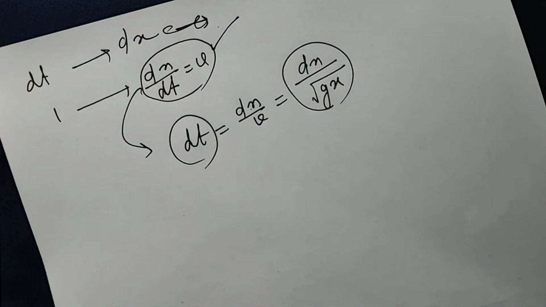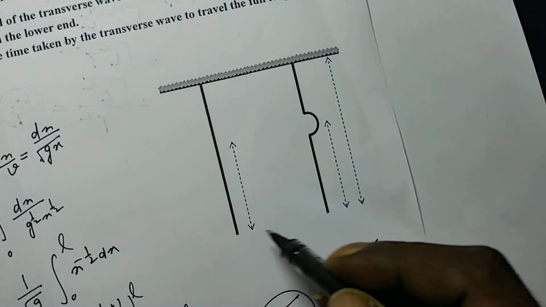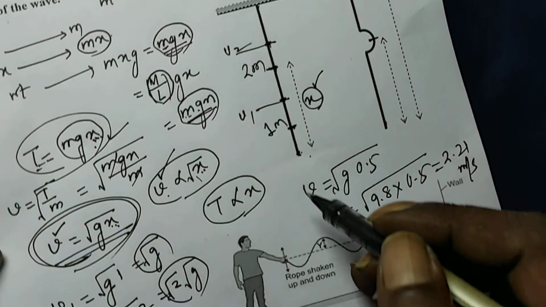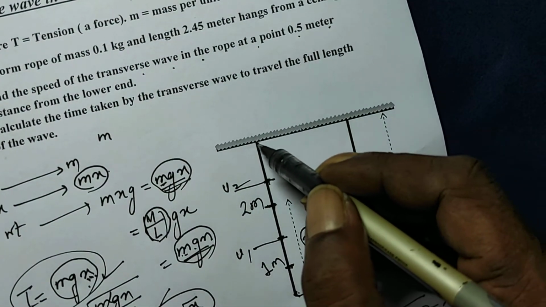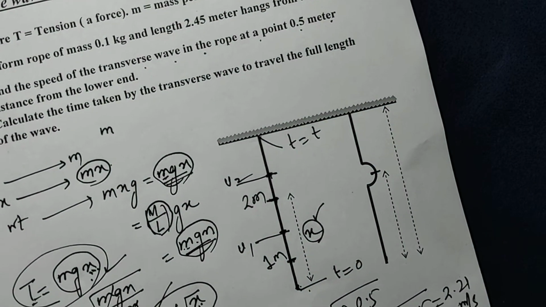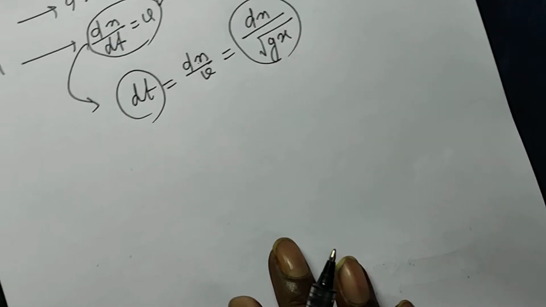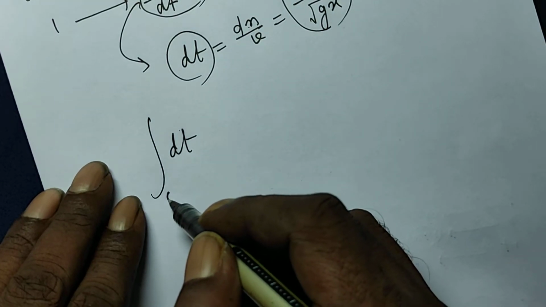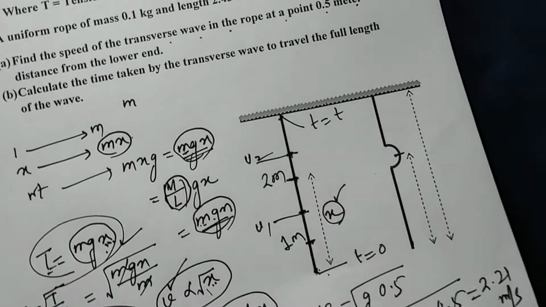Now, when the wave was generated here and it was traveling to this side, at this point I had taken it. When the wave was generated here, I take t as 0, and when the wave reaches here, I take the time as t equal to t. So let us therefore integrate this dt from t equal to 0 to t equal to t, meaning the time taken by the transverse wave to travel from this lower end to the upper end.